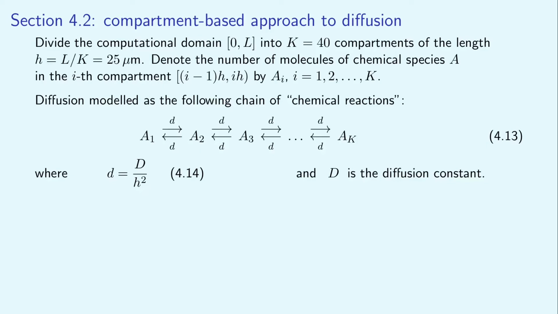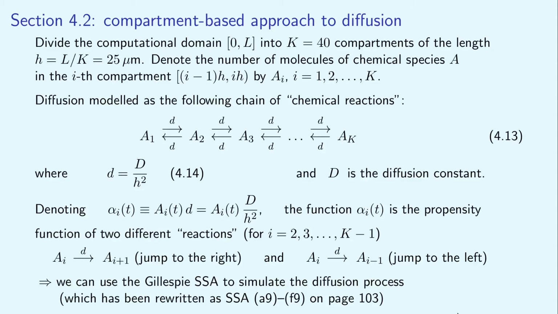So let me first illustrate that this is indeed the correct choice of this reaction rate constant by implementing our example from section 4.1. Since we have written our diffusion model as a chemical system, we can use the Gillespie algorithm to simulate the time evolution of the system. To do that, we need to specify the propensity functions.